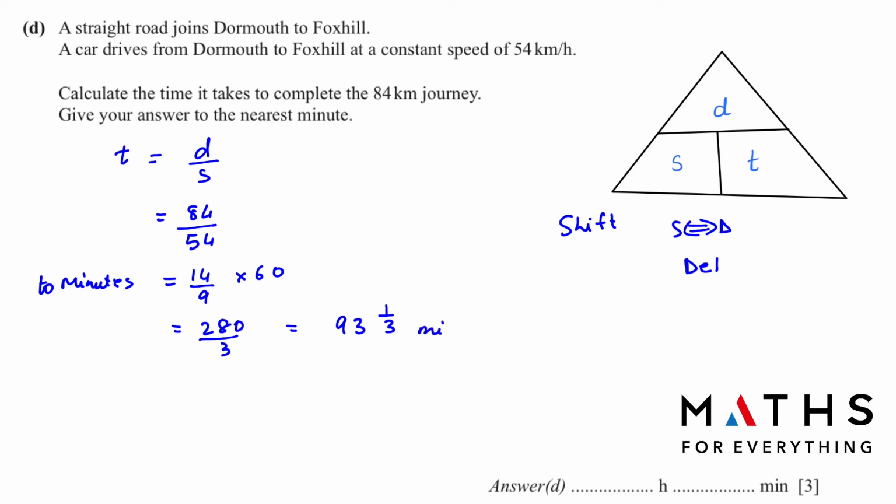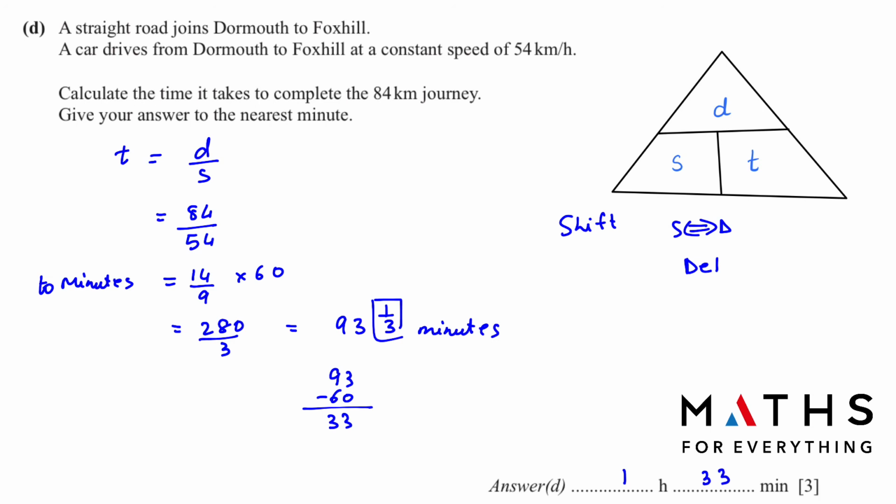Now to change it into hour and minute. 1/3 we can ignore because this is the seconds. So in 1 hour there are 60 minutes. So 93 minus 60, what will you get? 33. So 1 hour and 33 minutes.